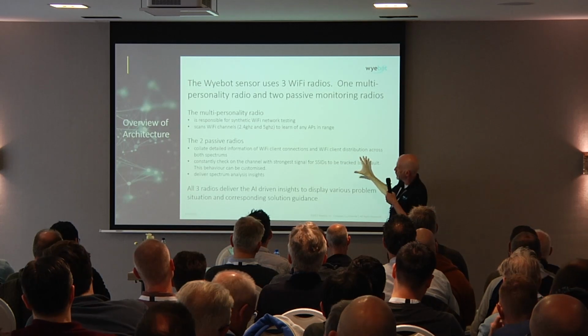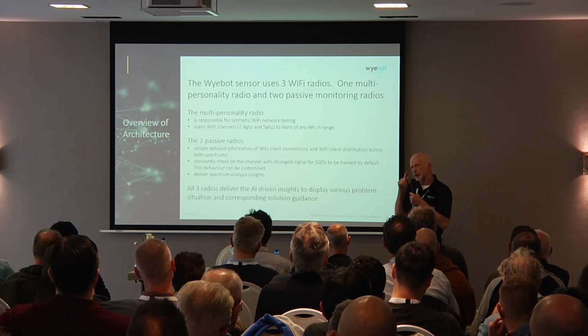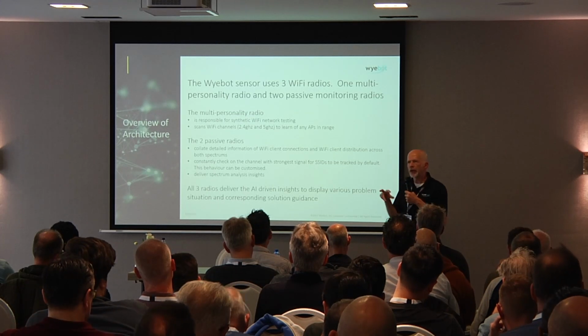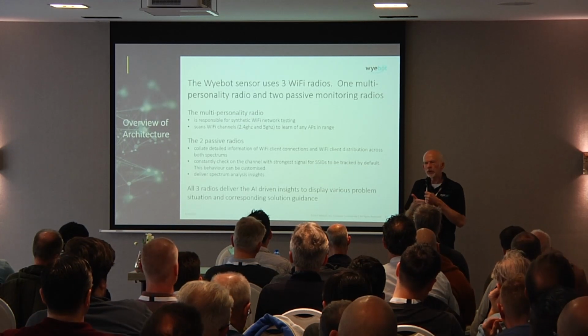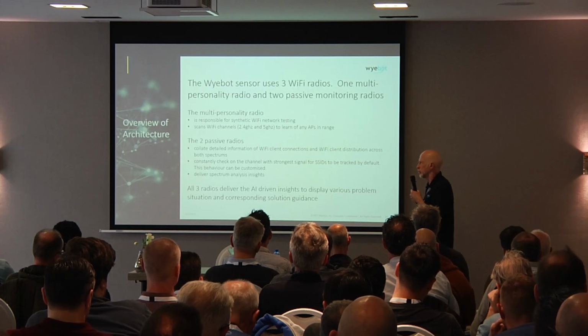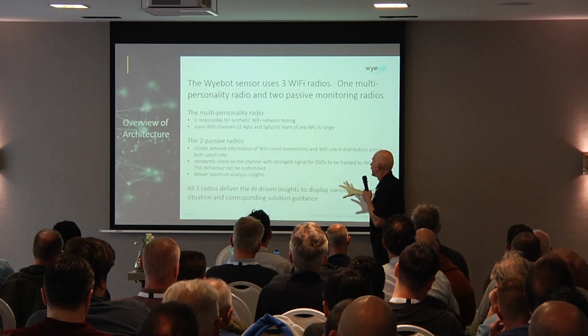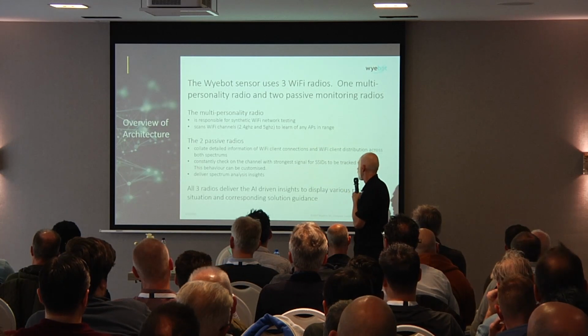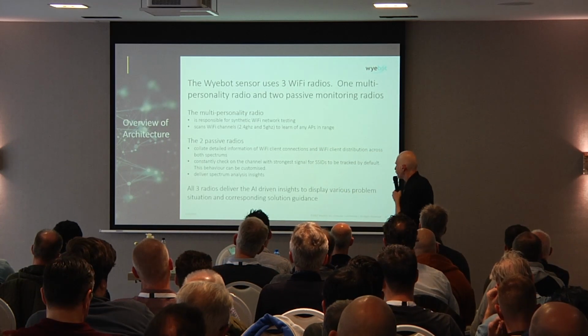Like with the 2 passive radios, they would typically want to monitor one on the 2.4 and one on the 5 gig spectrum. However, you can configure them to put them both on 5 gig or both on 2.4. It really comes down to what you need. Because they're not transmitting, there's no problems with interference between the 2 radios.